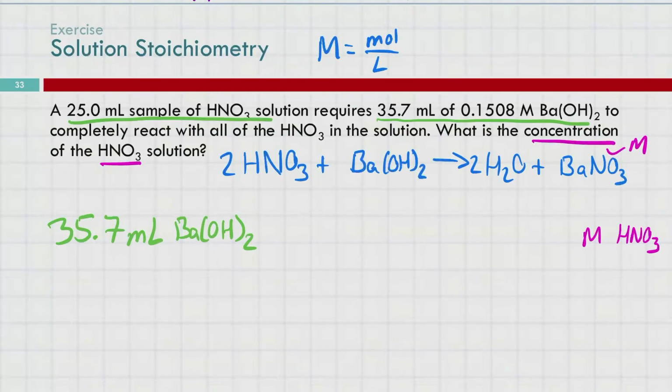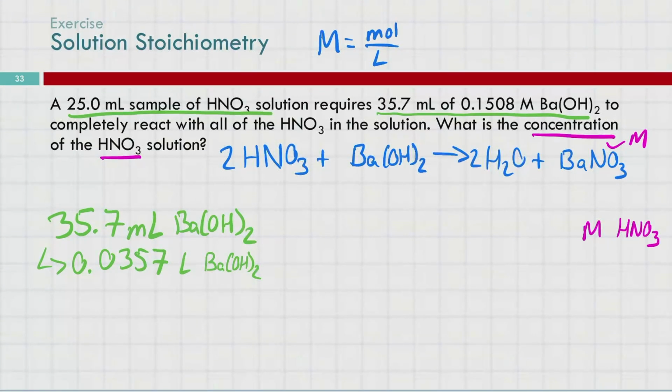So how many moles of barium hydroxide do we have? We've got a molarity, we've got a volume. It might be helpful to convert our milliliters into liters. So we've got 0.0357 liters of barium hydroxide. Looks kind of like bacon, but maybe I'm just hungry.